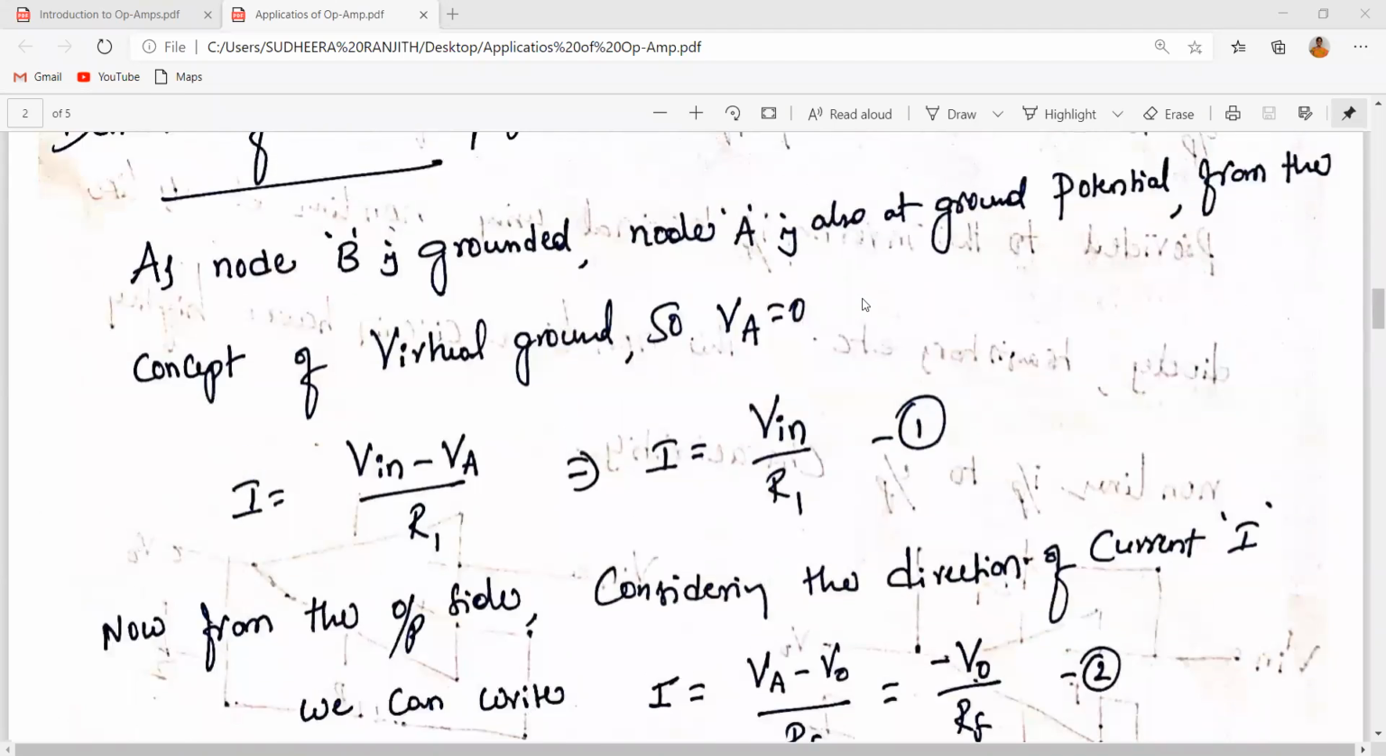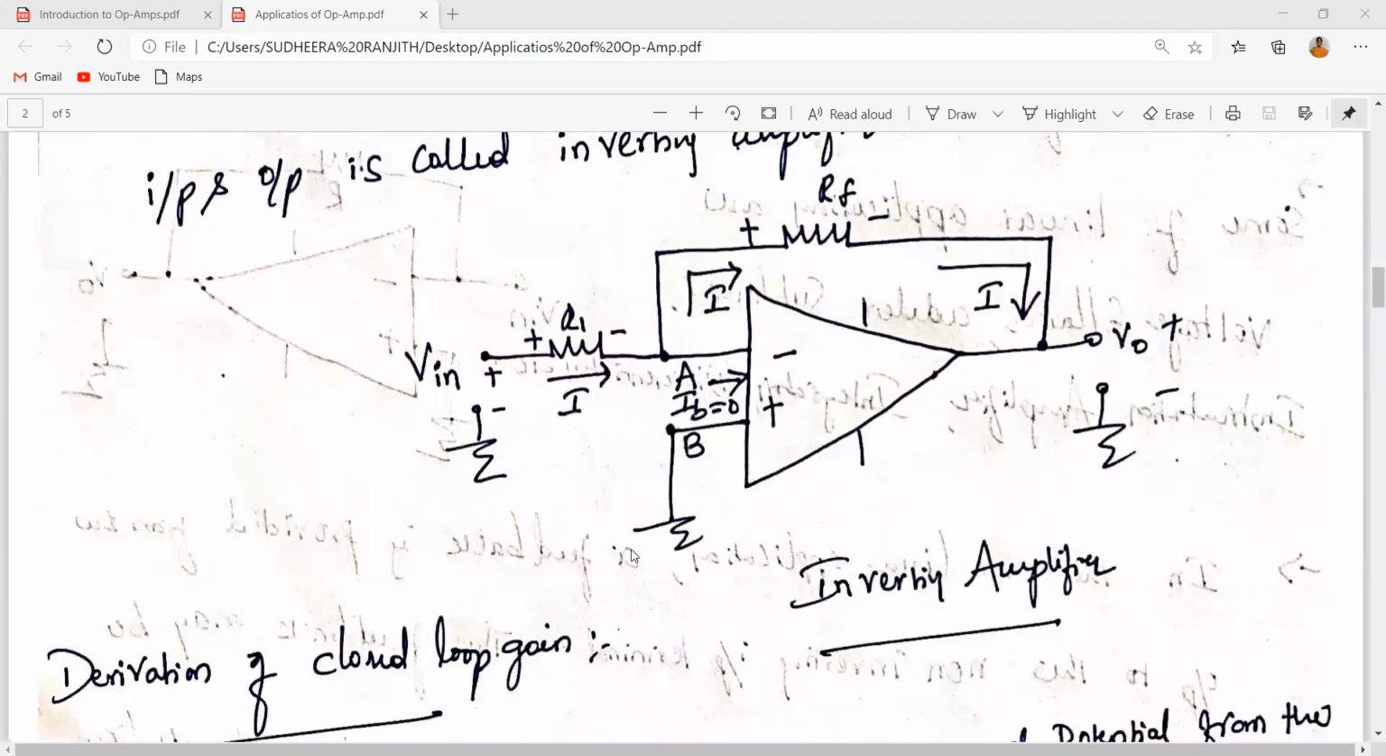So now coming to the analysis. Here I'm considering the current flowing through R1 as I. At this node, the current is split into two parts. This I is split into two parts, I1 and I2.